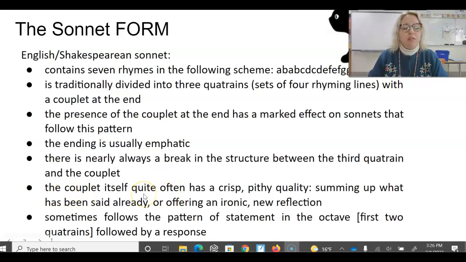The couplet itself, those last 2 lines, quite often has a crisp and pithy quality, summing up what has been said already or offering an ironic new reflection. And sometimes it follows the pattern of statement in the octave, the first 2 quatrains, followed by a response in the last 6 lines.